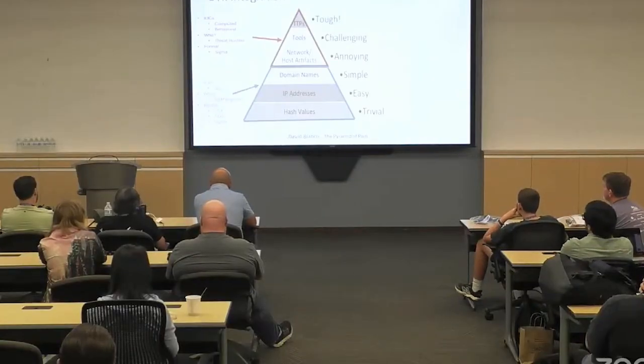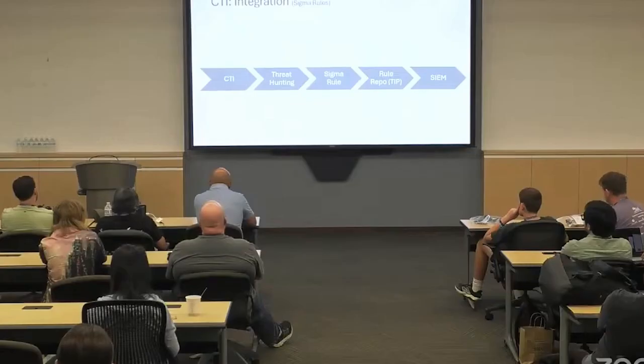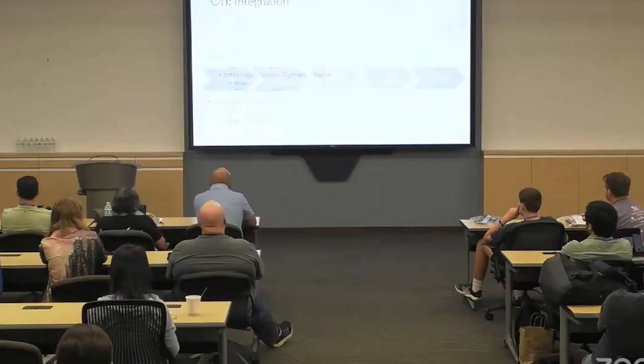The tools and behavior are going to be the upper ones. Those are what you want your incident responders on. Sigma will handle hashes and the bottom three, but it really allows you to get into the top three: the TTPs, tools, and network knowledge-based artifacts. Integration again with Sigma rules, CTI threat. Have your TIP or rule repo, and then your SIEM.